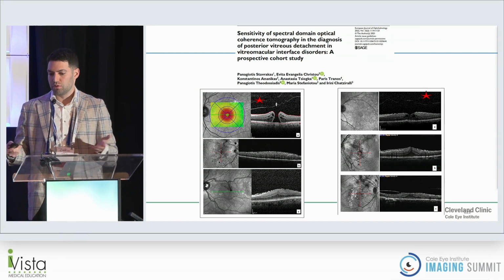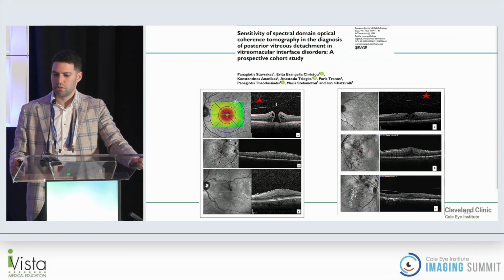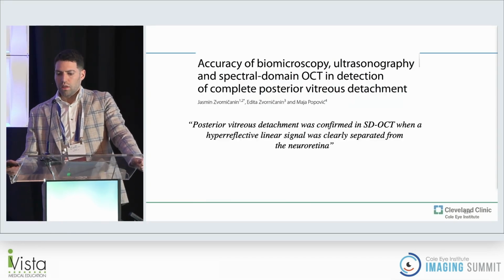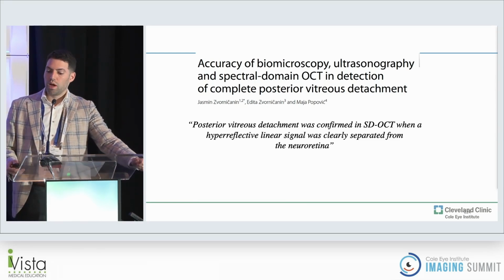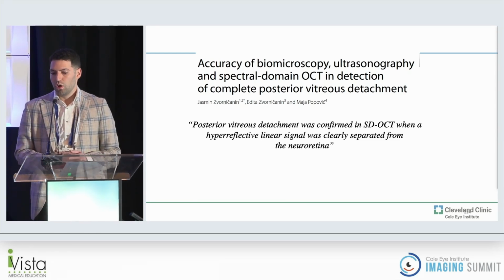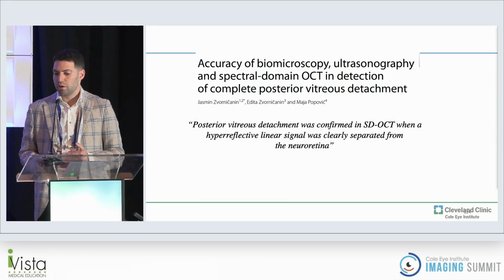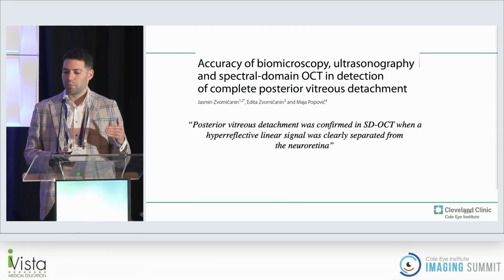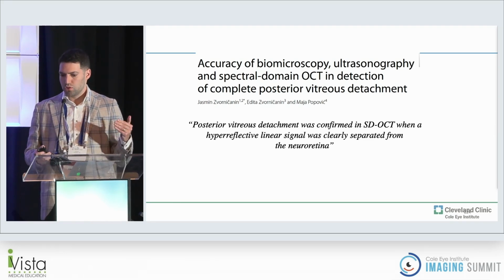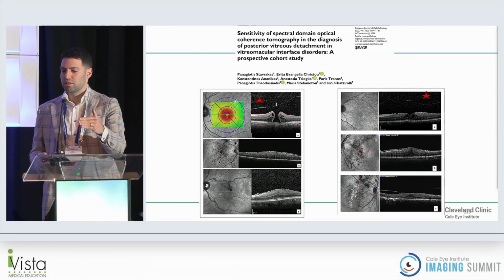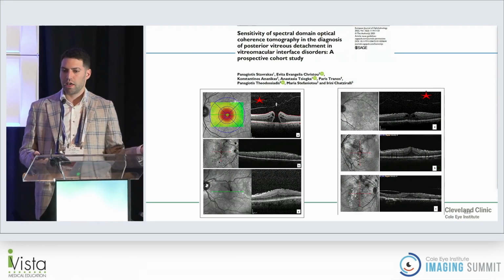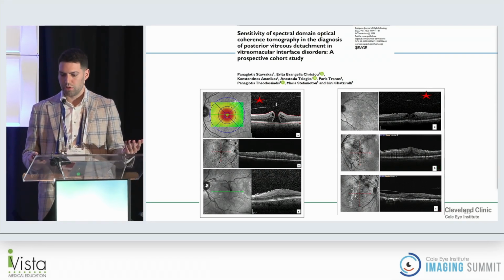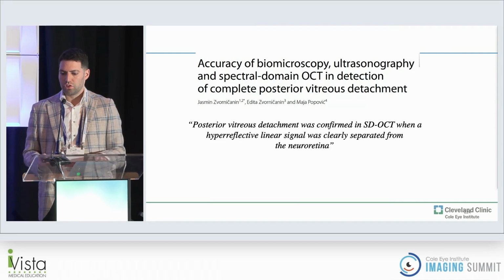And they graded them as being incorrect, because when they went in, they saw that there was no PVD. But if you look, those patients don't have a posterior vitreous detachment. Here's another study. They did not show any images, but in their methods they defined a posterior vitreous detachment as confirmed on SD-OCT when a hyperreflective linear signal was clearly separated from the neuroretina. But we just saw 2 pictures where the hyperreflective signal is separate from the neuroretina, but it's attached to the nerve. So for our purposes, intraoperatively for retina, it's not a vitreous detachment.